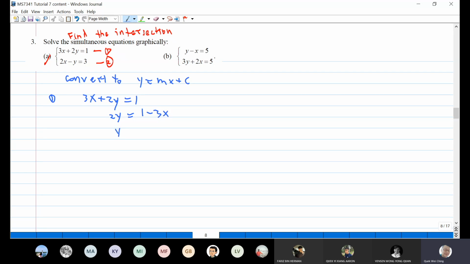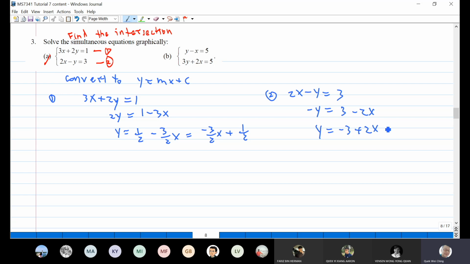Divide by 2, get half minus 3 over 2x. So this is actually minus 3 over 2x plus half. So that's the first equation. Second equation, convert them. 2x minus y equal 3. Try to write y in first place first. So minus y equal to 3 minus 2x. Divide by minus 1. Get y equal to minus 3 plus 2x. So this is 2x minus 3.